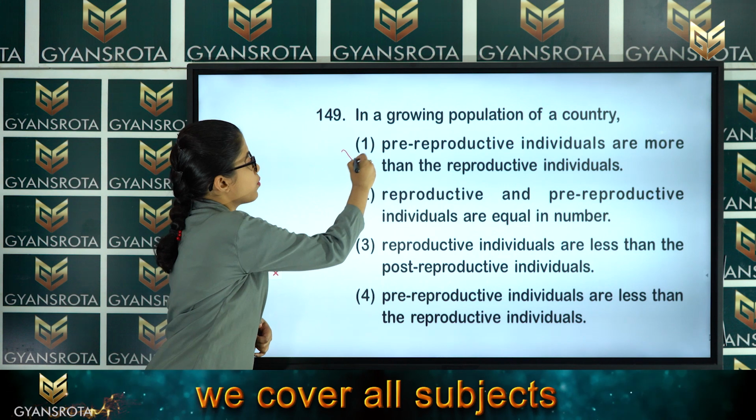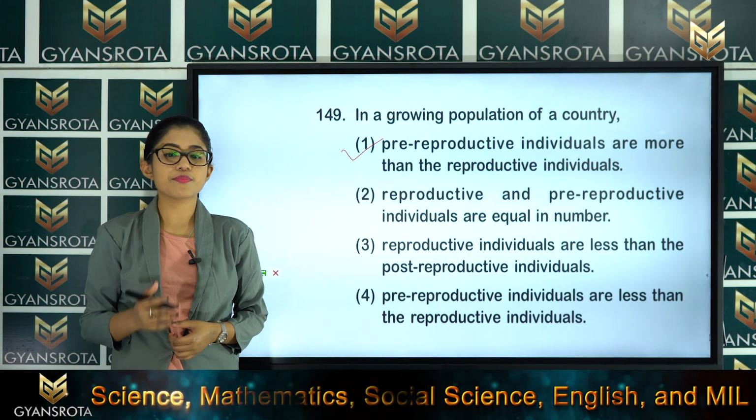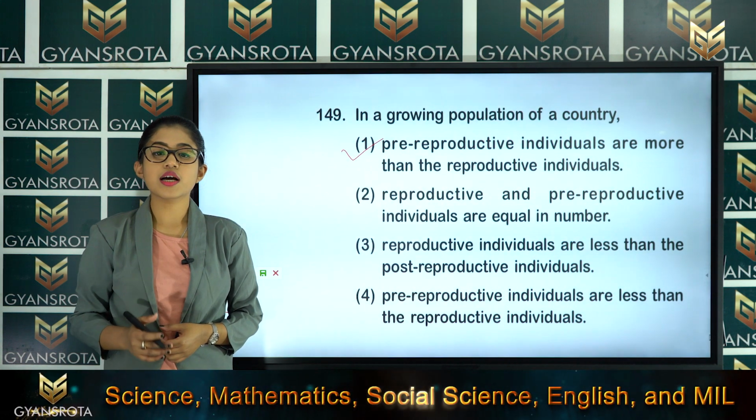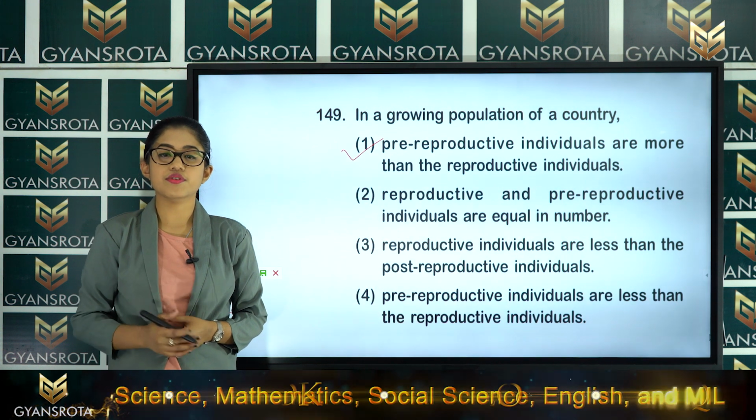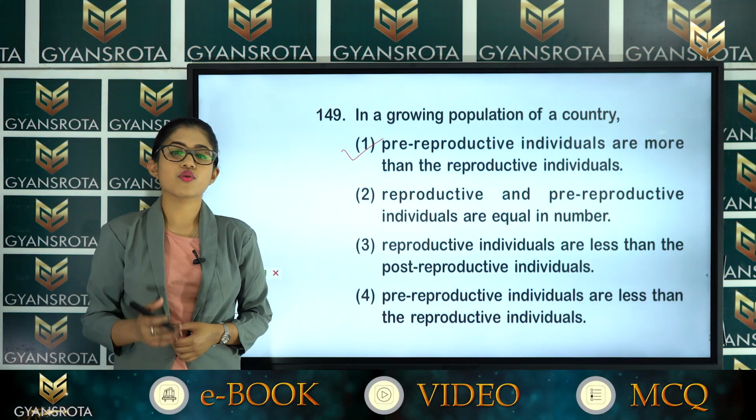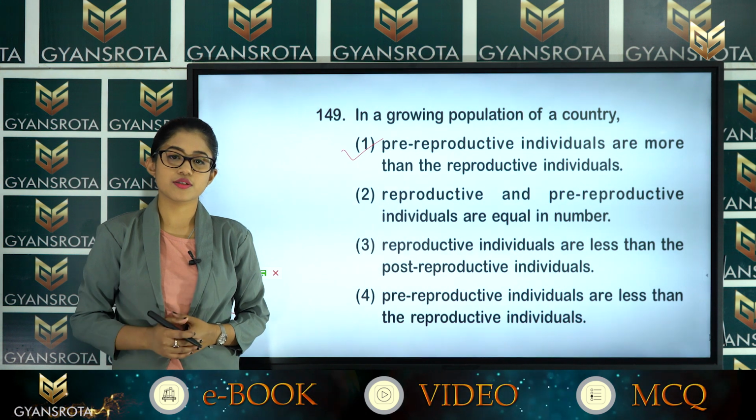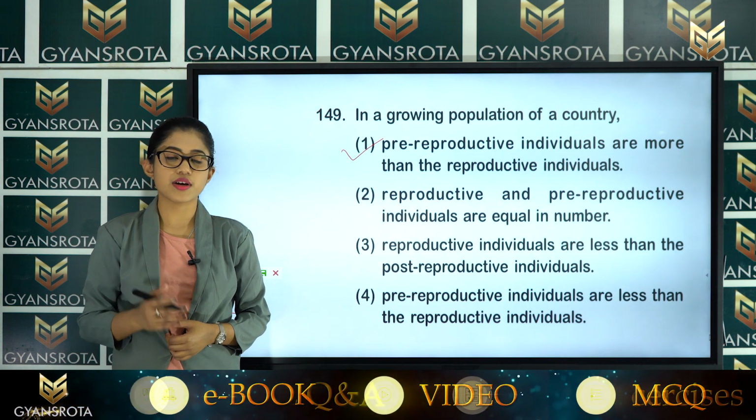In option number 1, it says that pre-reproductive individuals are more than the reproductive individuals. So, that is the growing population of a country. So, I hope you have remembered that chapter very well.